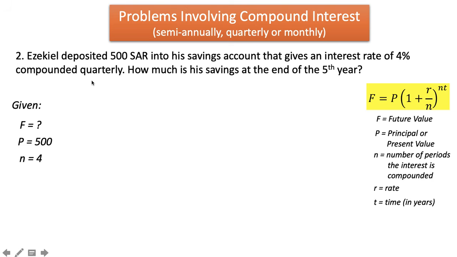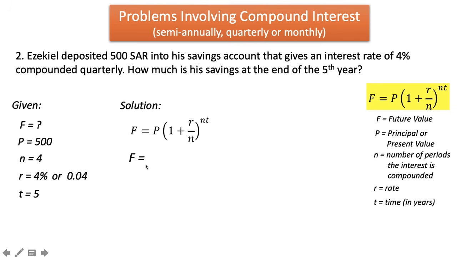So it means every 3 months. Since in 1 year, there are 4 quarters. So therefore, our N is 4. Then our rate is 4% from this given, and that is 0.04. Our T is 5. So same process, write the formula, then substitute the given.